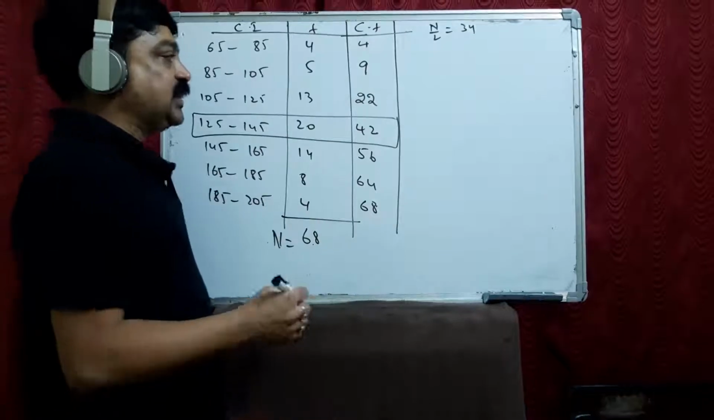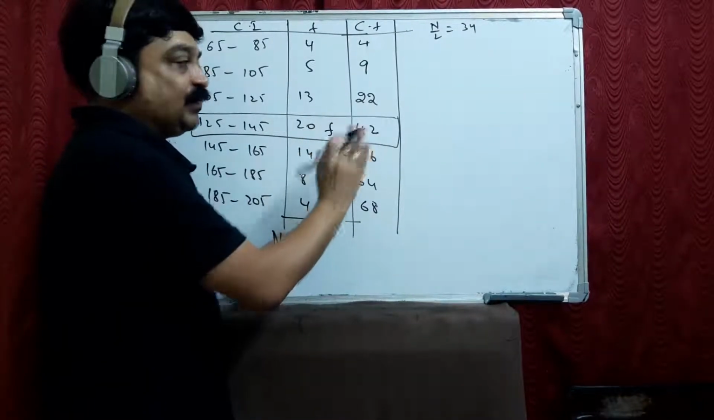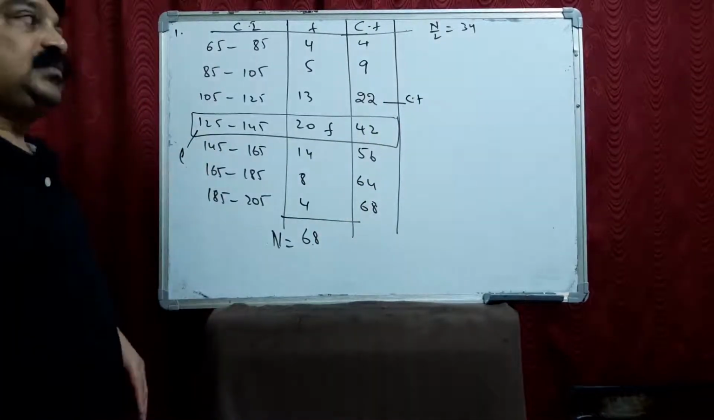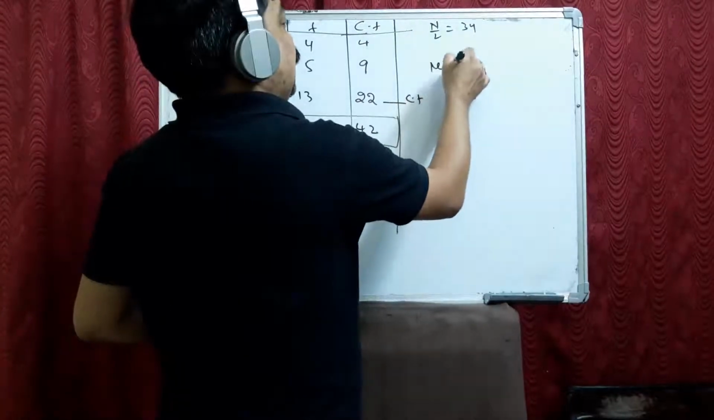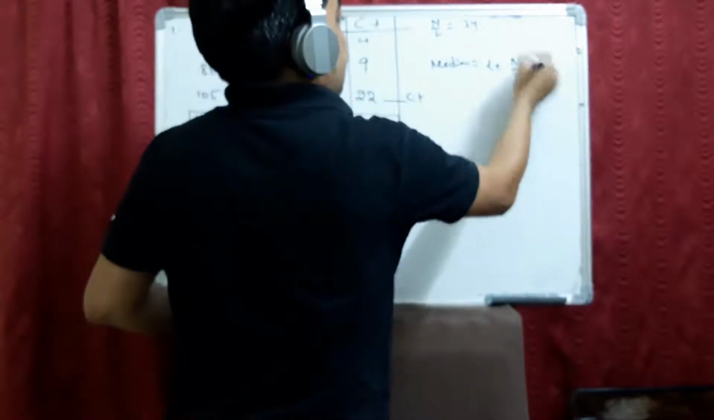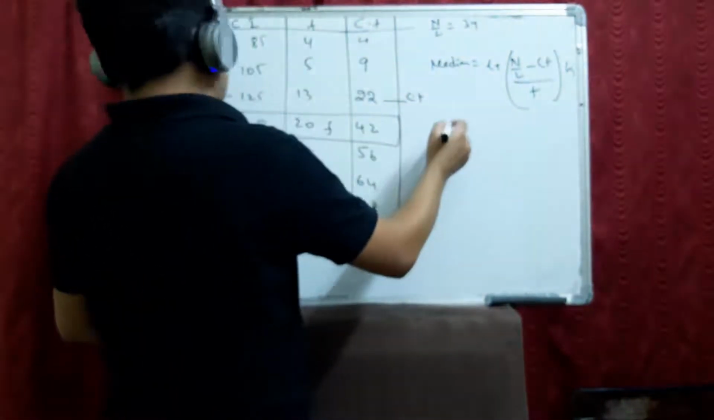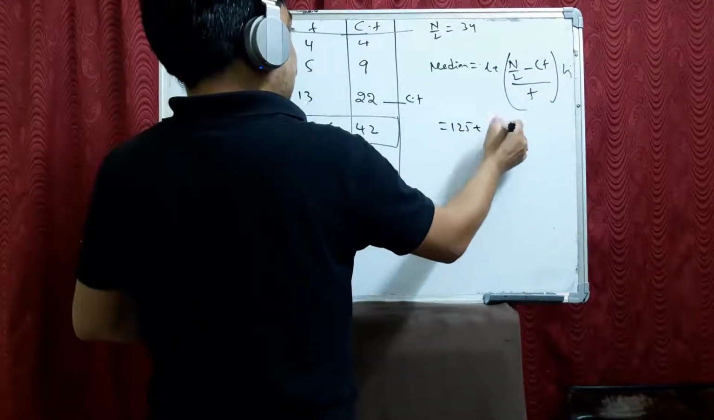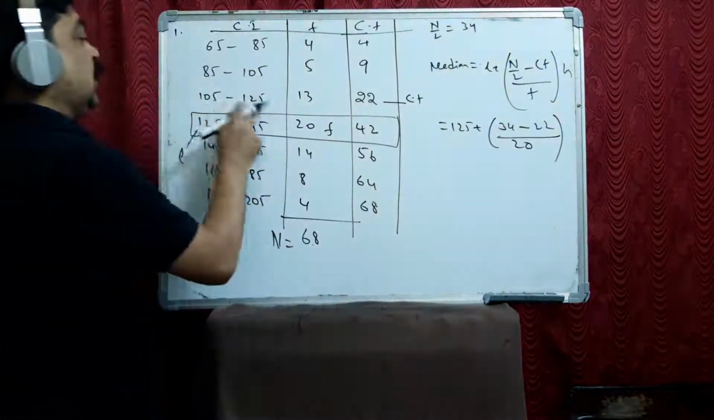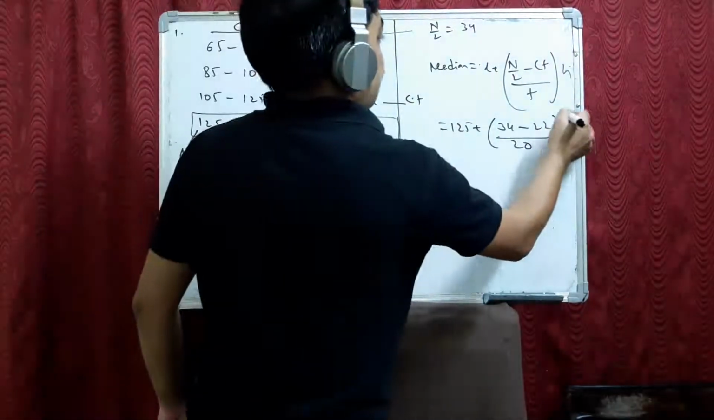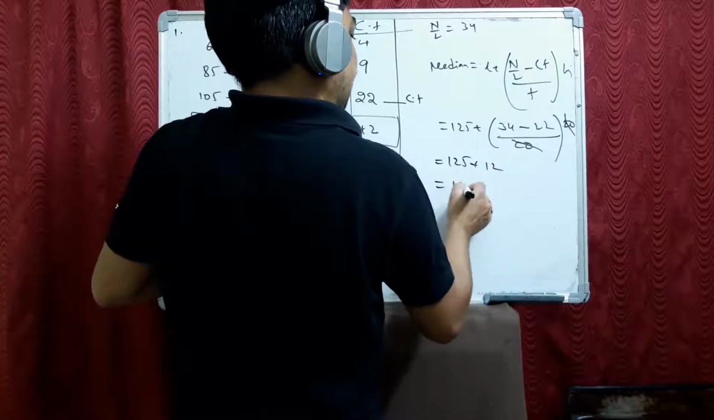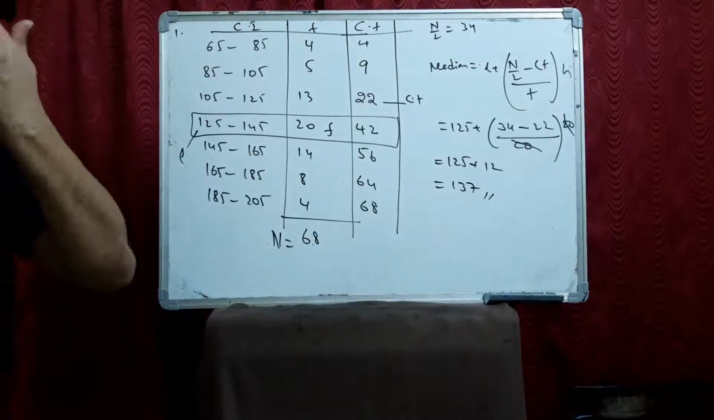So in the median class, what is f? This is f, and this is not Cf. The value just above the median class is Cf, and this is L. So let us apply the formula. Median = L + ((n/2 − Cf)/f) × h. L is 125, plus n by 2 is 34, minus Cf, divided by f which is 20, into h. H is the class difference, which is 20. Now you can cancel these two. 125 plus, it becomes 12. So the answer is 137, which is the median.